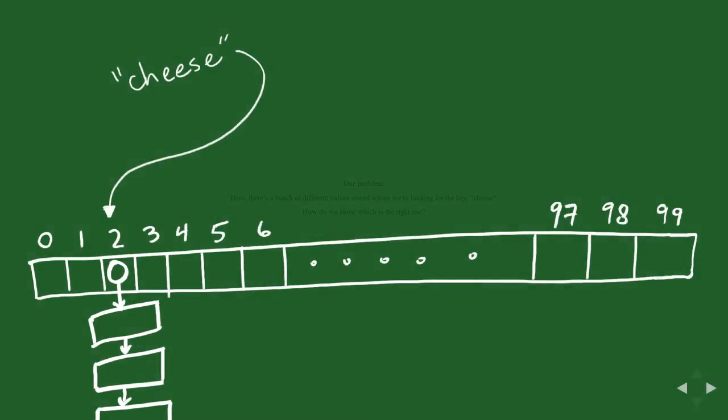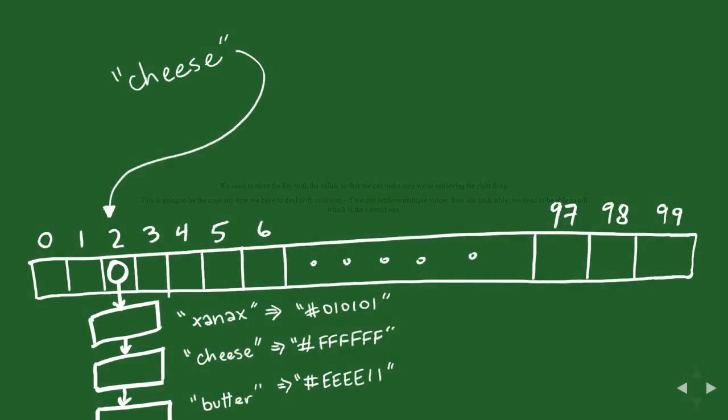Here, there's a bunch of different values stored where we're looking for the key cheese. How do we know which is the right one? We need to store the key with the value so that we can make sure we're retrieving the right thing. This is going to be the case anytime we have to deal with collision. If we can retrieve multiple values from our hash table, we need to be able to tell which is the correct value.